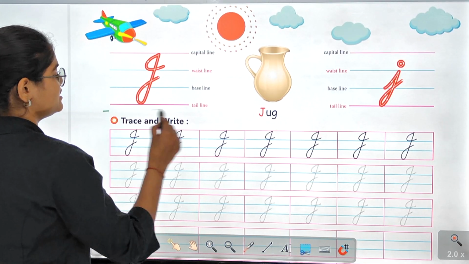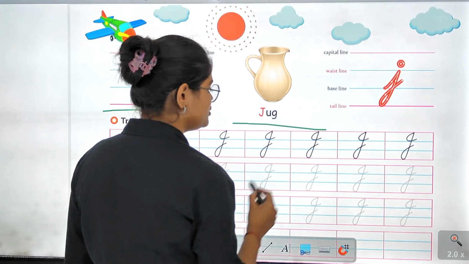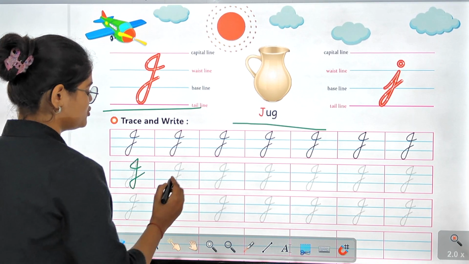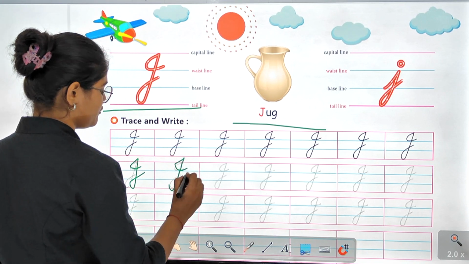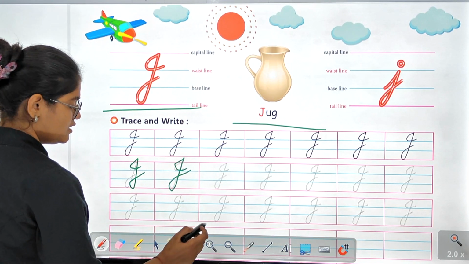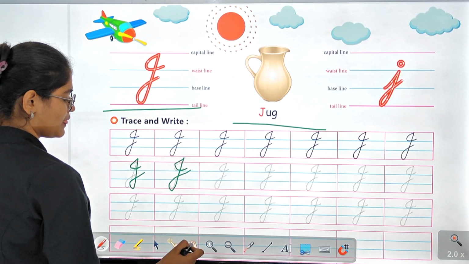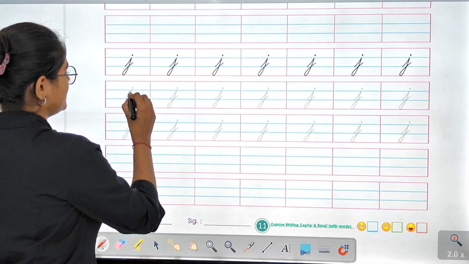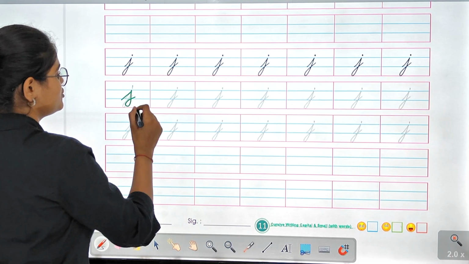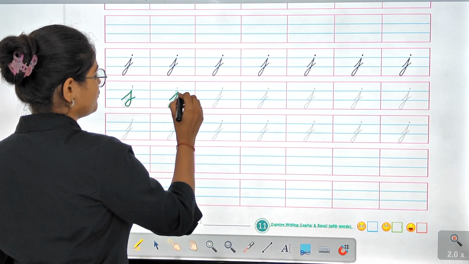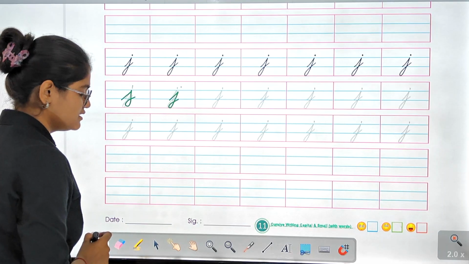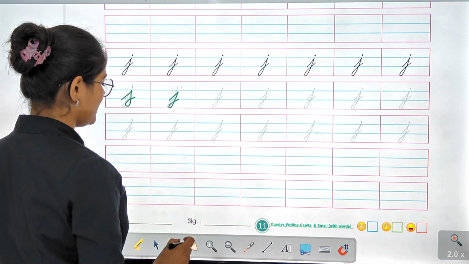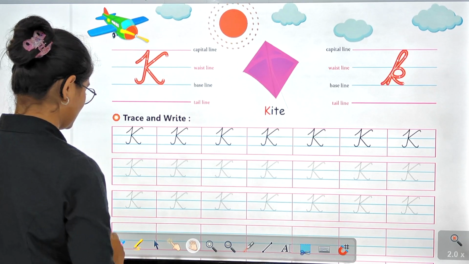So the next letter is J. J for jug. Moving to the small one. Let's make it, J for jug. After that, next one is the K.